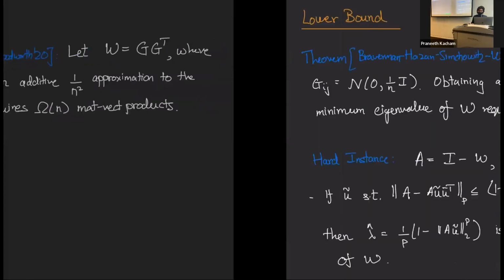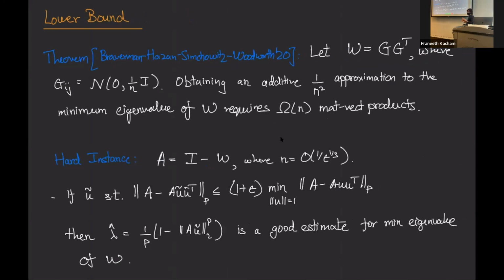From this, we construct our hard instance for the low rank approximation problem. We just set our hard instance to be I minus this Wishart matrix. Intuitively, what we show is that if you have a good approximation to the top singular value of this matrix, you can derive a good estimate to the minimum singular value of W. That's the way our reduction works. But I don't really have time to get into this. I'm running out of time.